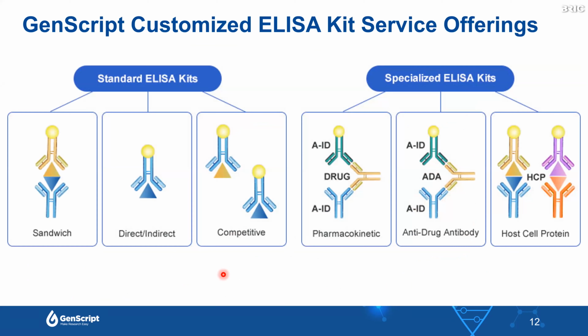In GenScript, we offer services that encompass all the different ELISA formats. Besides the standard ELISA, like sandwich ELISA, direct or indirect ELISA, or competitive ELISA, we also offer specialized sandwich ELISA kit development services such as pharmacokinetic ELISA kits, anti-drug antibody ELISA, and host cell protein ELISA. These kits are tailored more specifically to drug development and biologics manufacturing.